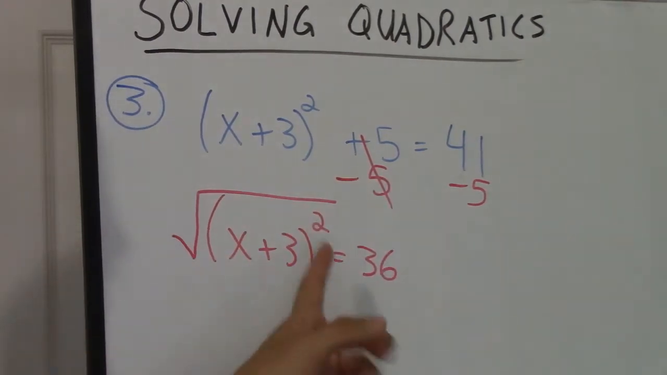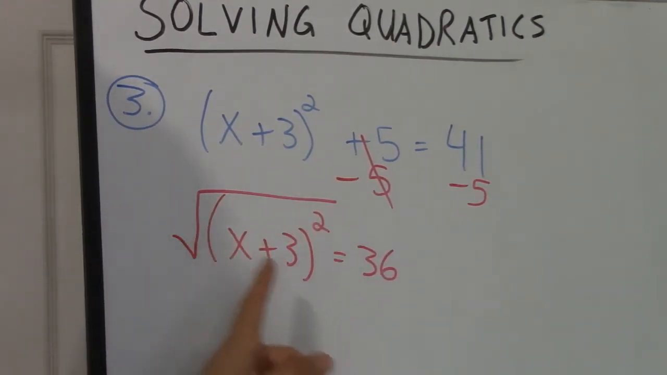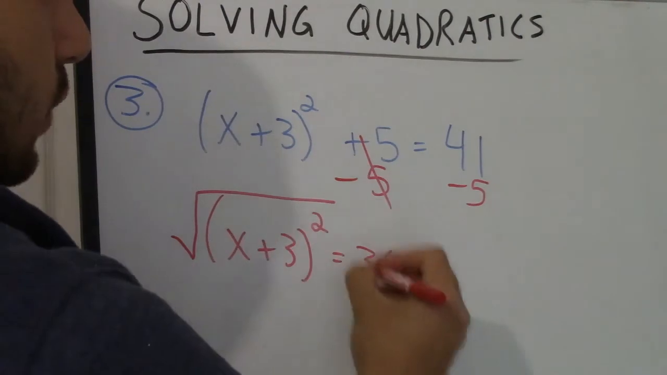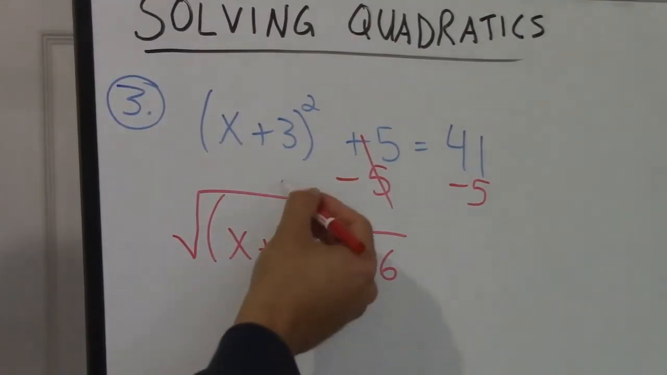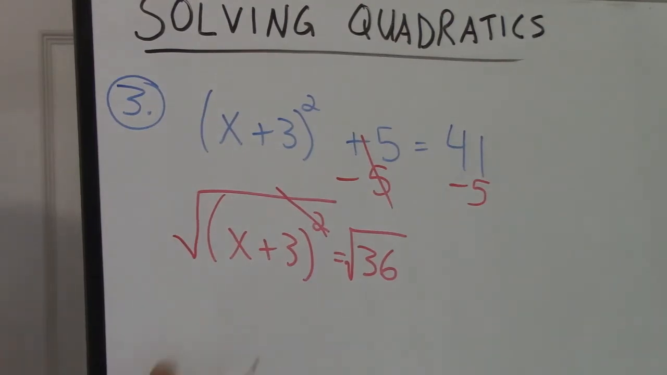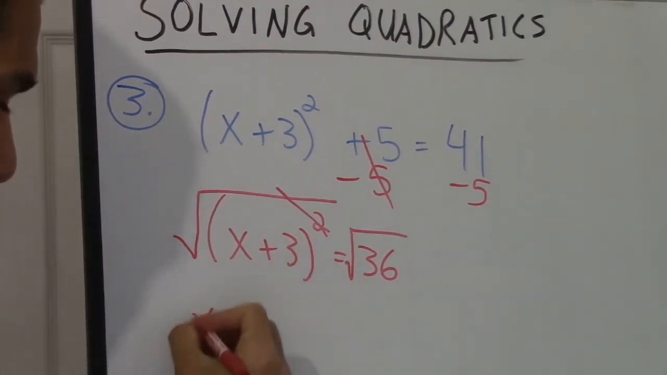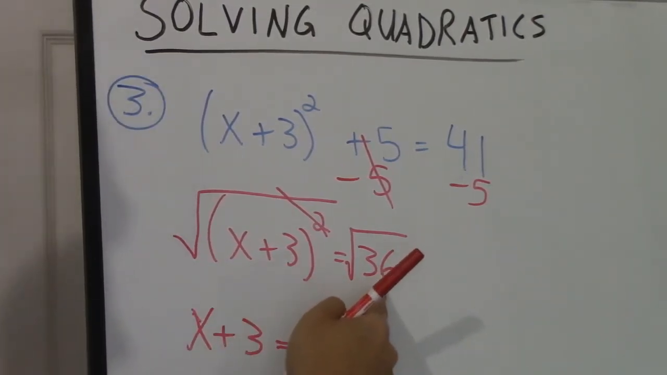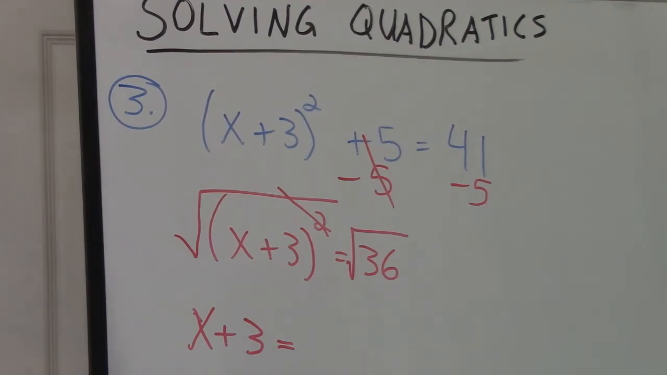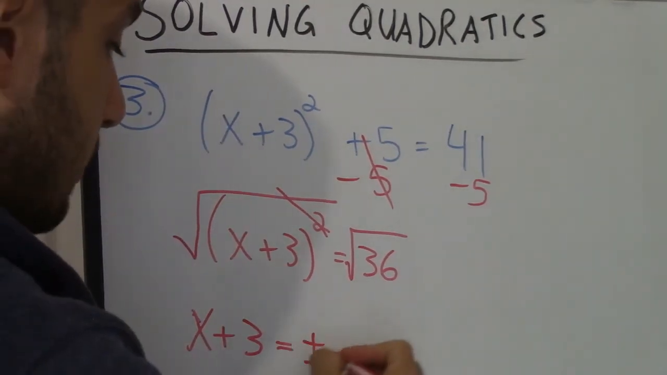So I'm taking the square root of this entire thing, since the whole thing is being squared. And what I do to one side, I have to do to the other side. So that undoes the square. And now what I'm left with is just what was in the parentheses. So I have x plus 3 equals, and I have the square root of 36, which is plus or minus 6.